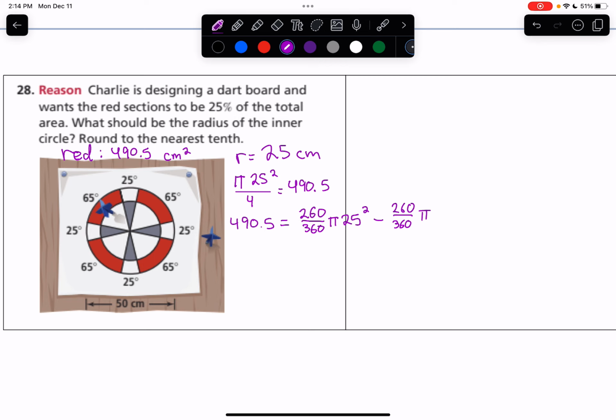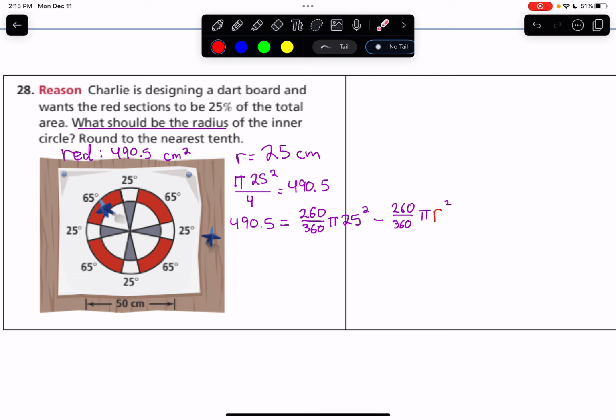The question is right here. What should be the radius of the inner circle? There's where I leave my radius r squared. So we know that the red, if it was a whole pizza slice, minus the white pizza slices, is going to give me 490.5. That is the 25% of the area of the entire circle.